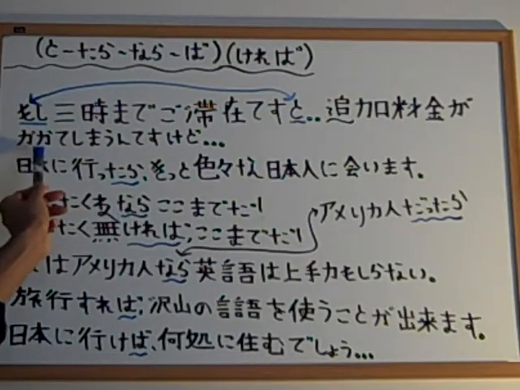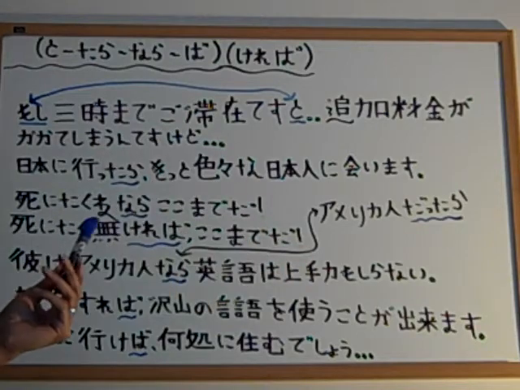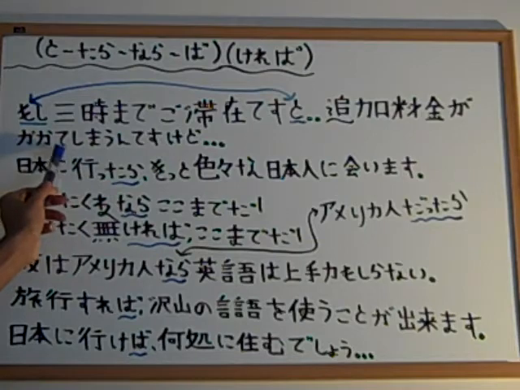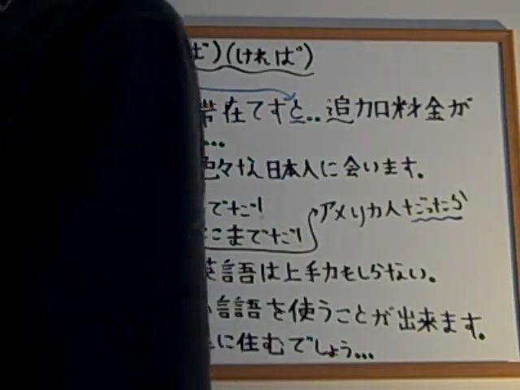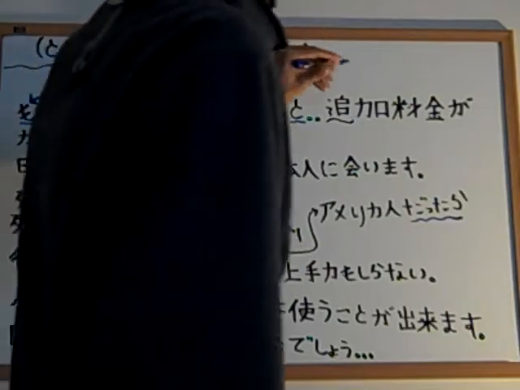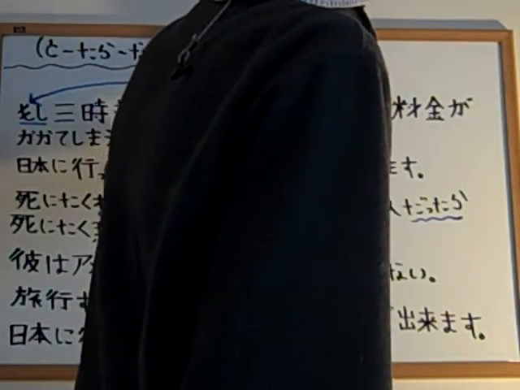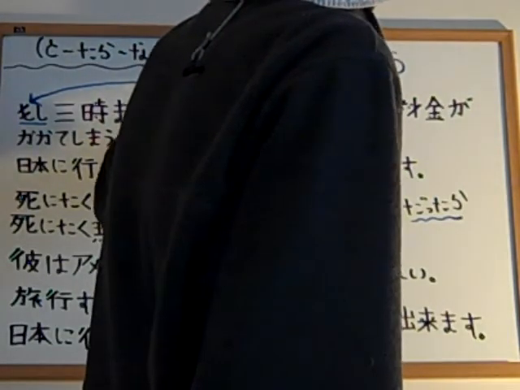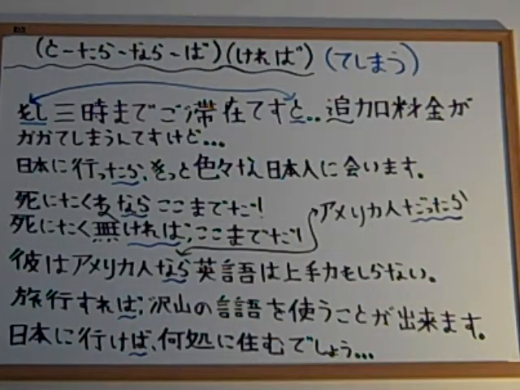Ga kakate. This kaka is from kakaru, which means to take. So it's going to take an extra charge or something like that. Ga kakate shimau desu kedo. Now the reason why it's te is because they use shimau. Okay, te-shimau. And when you use te-shimau, it has several meanings.